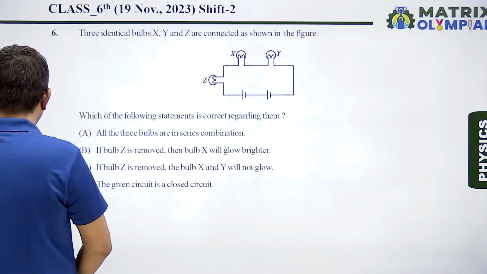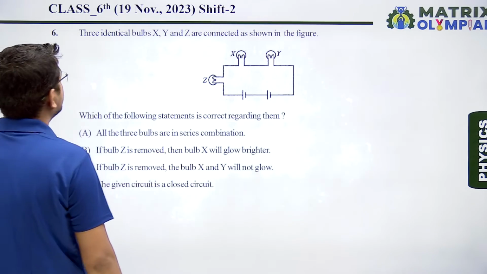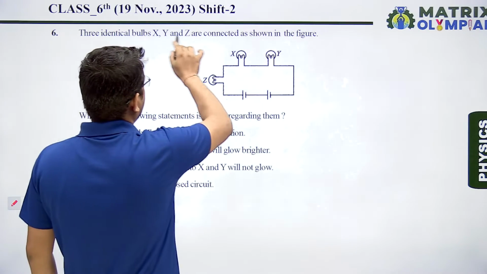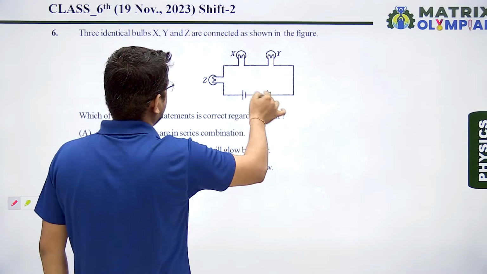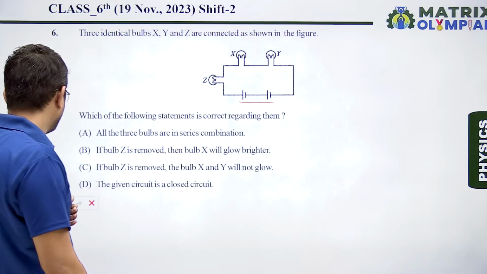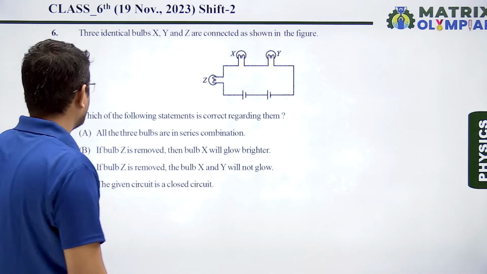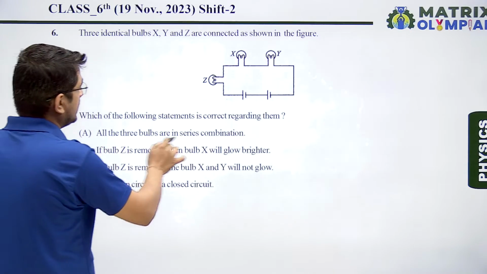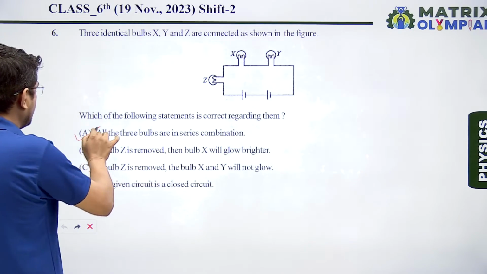Question number 6. In question number 6, there are 3 identical bulbs X, Y and Z which are connected in series with the help of these batteries, and in this question we may have more than one correct answer. So let us check which of the following statements is correct regarding them. All 3 bulbs are in series combination. That is a correct answer.